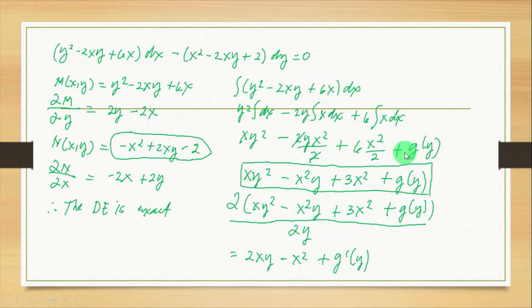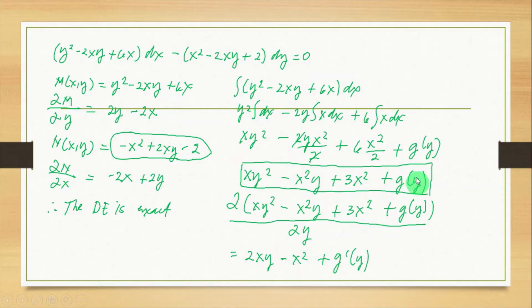Okay, so we are adding here the function g of y. Instead of having a constant to be added in the expression, we need to add g of y. So our answer would then be xy squared minus x squared y plus 3x squared plus g of y. Please take note of this expression because we will be using it for our general solution. That is, we need to equate this to 0.